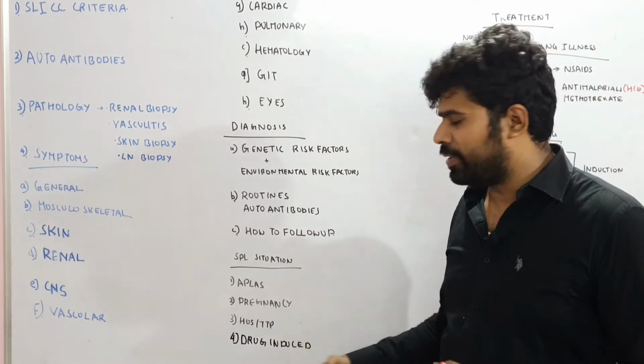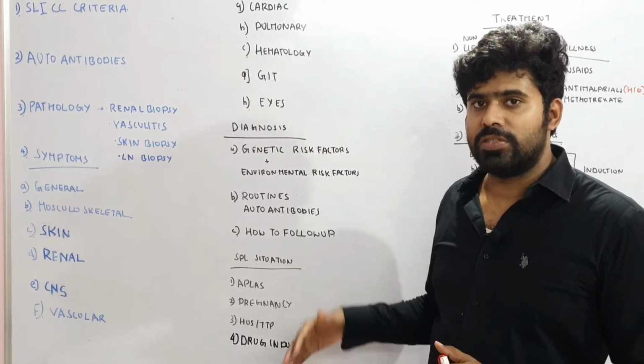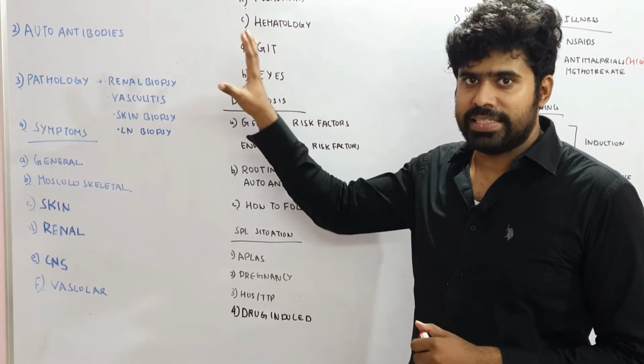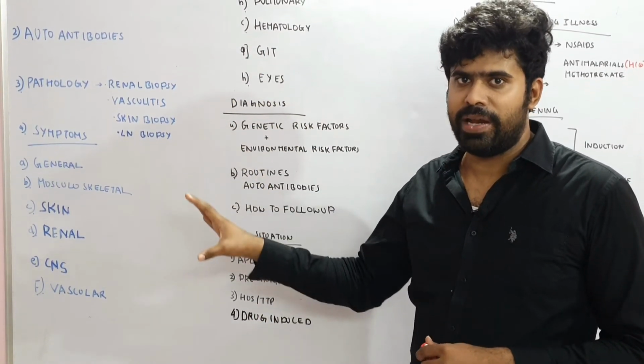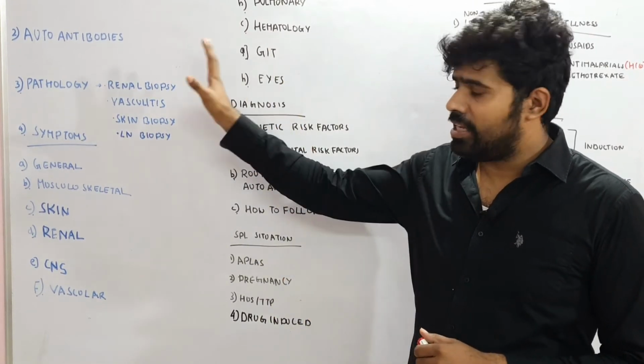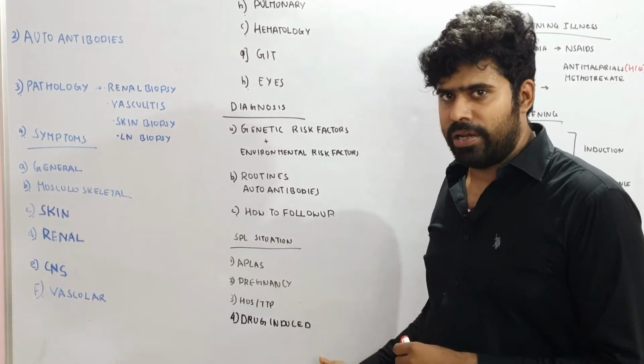Then drug-induced lupus. This is a unique group of conditions. It is unique because it is more commonly seen in the white population. Basically, SLE is more commonly seen in the Afro-American and Hispanic population. Drug-induced lupus is more common in the white population. SLE is more common in females. Drug-induced lupus is more common in the male population.